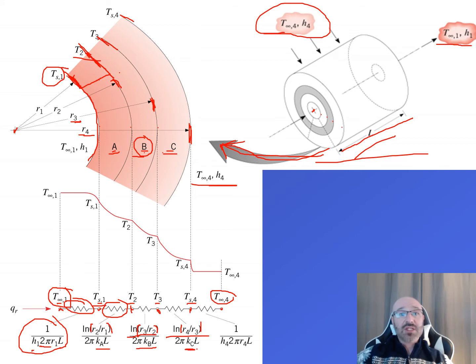Then we get between TS4 and T infinity 4. This is where we have our outer fluid temperature, T infinity 4, and H4. So this is convection again. We have our general equation for convection, so we have 1 over H4 times 2 pi R4 times that length L. And that is now our equation for our thermal circuit related back to our given diagram.